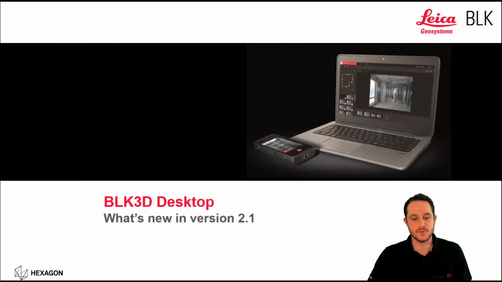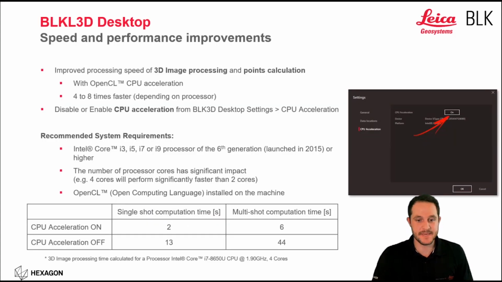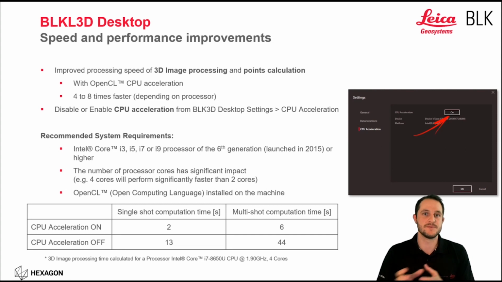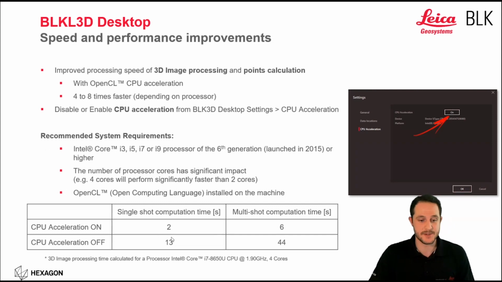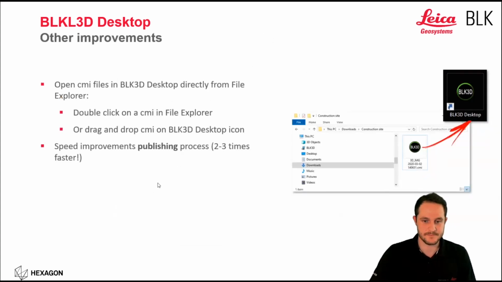What is new in BLK3D Desktop? The biggest improvement is that we are now improving the processing of images. We used the CPU before already, but it only used 1 core. And what we do now is that we're using all of the cores of the computer. So if you have more cores, of course, it will go much faster. What this means is the processing is from 4 to 8 times faster. So here you have some examples.